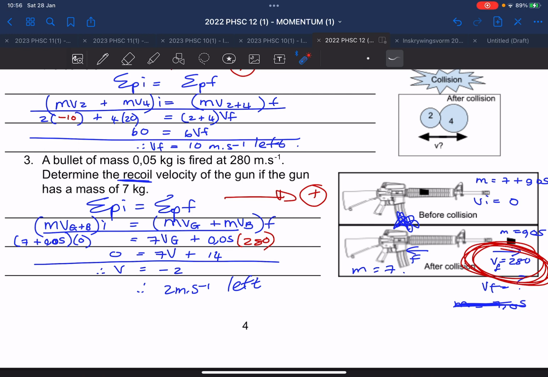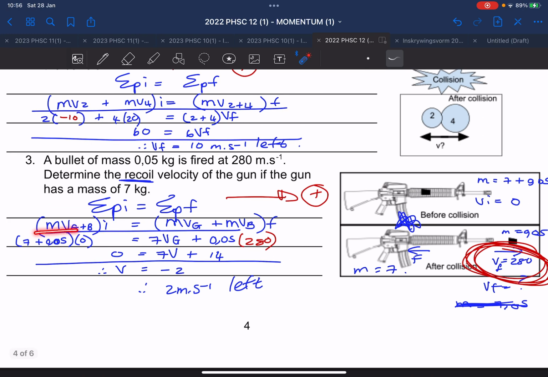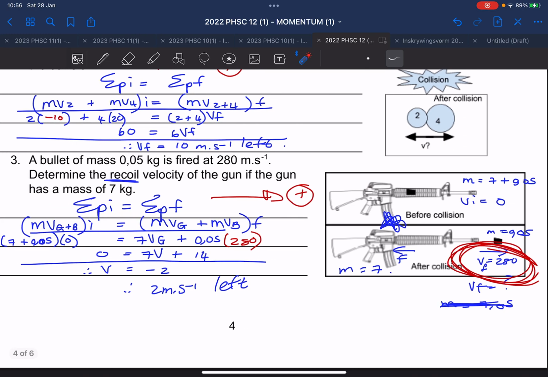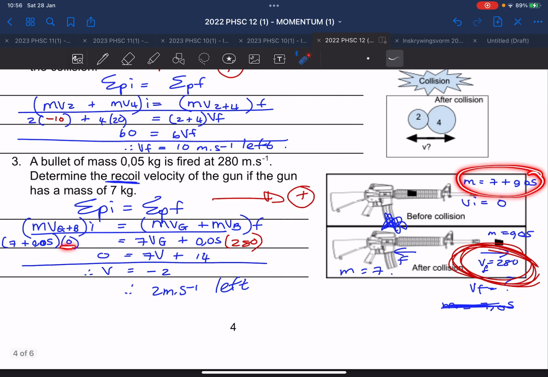Right. So at the beginning, the bullet was inside the gun. So it's considered one thing. They were together. So that's why I have one thing here. Okay, I don't have two calculations. I just have one. The mass of them together. And the velocity is 0. So it's basically 0. Then at the end, I have the gun. So that G stands for gun. The 7, the mass, times the velocity of the gun, I don't know, plus the mass of the bullet, times the velocity of the bullet. Okay, yes?